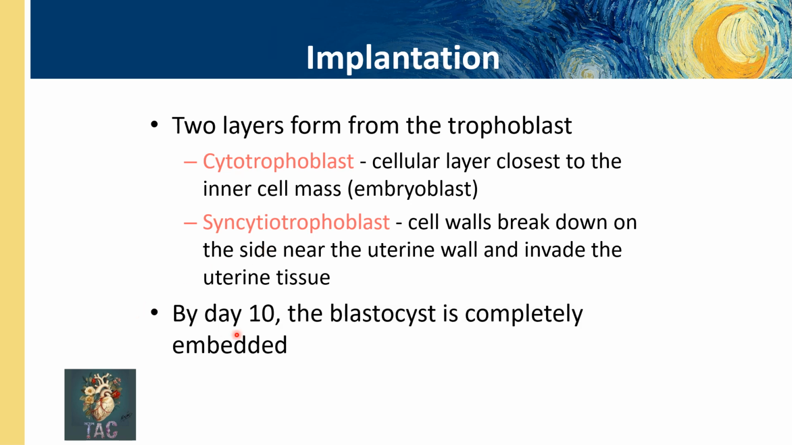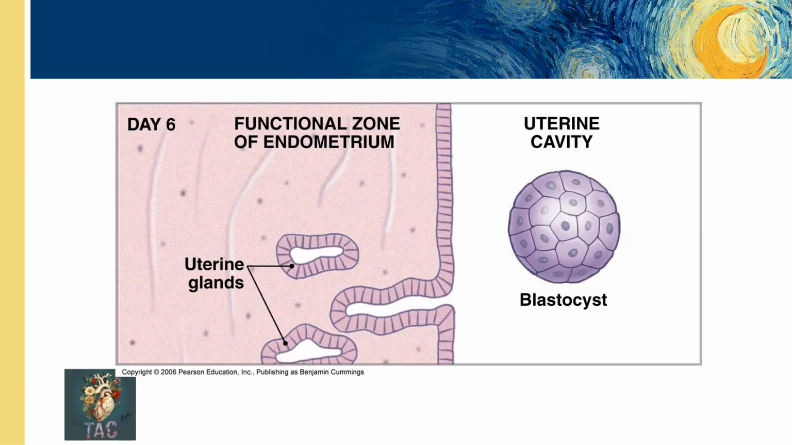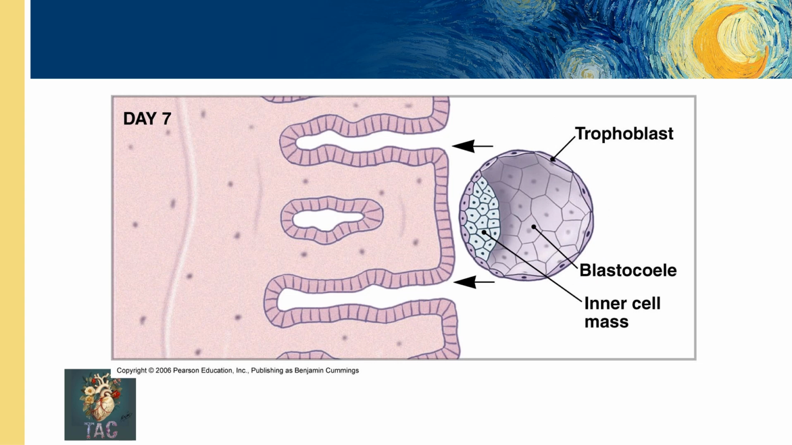By day 10, the blastocyst is completely embedded. So here you can see this is the blastocyst, this is the uterine epithelium. Here you can see the glands as well. This is the functional zone of the endometrium, also called the stratum functionale. Here you can see reorientation of the blastocyst so that its embryonic pole, where the embryoblast is present, faces the uterine endometrium, and this pole is called the embryonic pole.